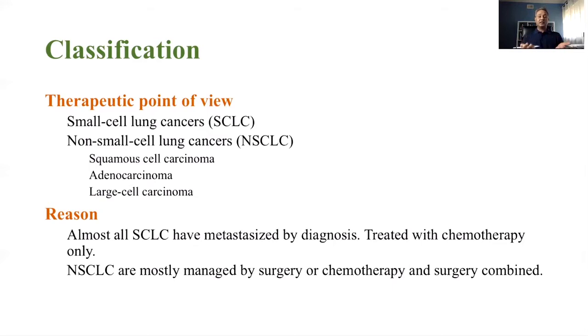Then there are those tumors that can actually benefit from surgical resection. So these are the two therapeutic classifications. Those cancers that can be removed surgically are called non-small cell carcinomas, and those that take advantage of chemotherapy only are the small cell carcinomas. Within the non-small cell carcinomas, we have adenocarcinoma, large cell carcinoma, and squamous cell carcinoma. So this is the therapeutic classification.